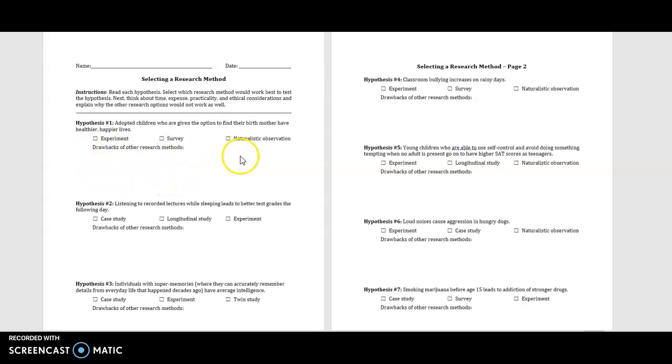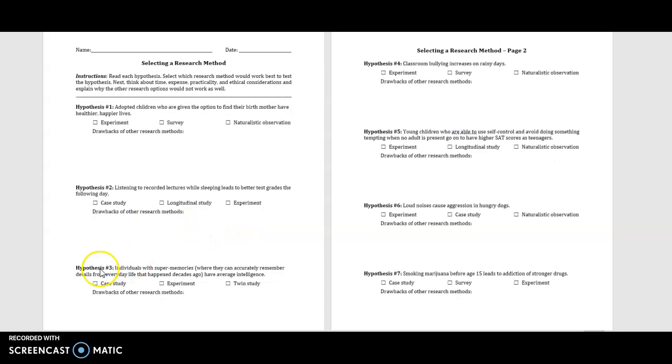So, let's say you chose experiment for this one. You would check off experiment or highlight experiment here, and then explain why you feel survey and naturalistic observation would not be good for that, okay?